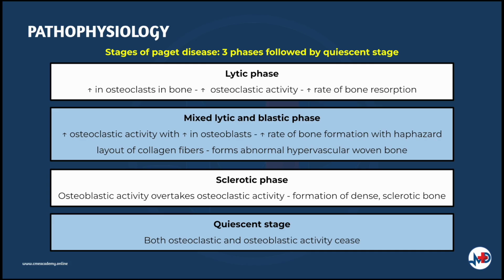of collagen fibers, which forms abnormal hypervascular woven bone. In the sclerotic phase, bone formation outweighs bone resorption, and this leads to the formation of dense sclerotic bone. Finally, in the quiescent stage, both osteoclastic and osteoblastic activity cease.